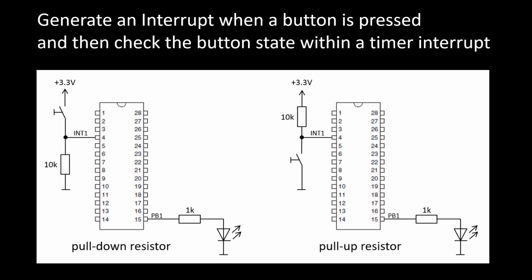This means that the interrupt pin is biased high via a pull-up resistor as shown in the right schematic. When the button is pressed, the high level here on pin 4 is pulled to ground. This creates a falling edge which triggers an external interrupt. In our case, however, we don't use a pull-up resistor in hardware, but in software, so-called internal pull-up resistors. You can make these settings in your IDE.